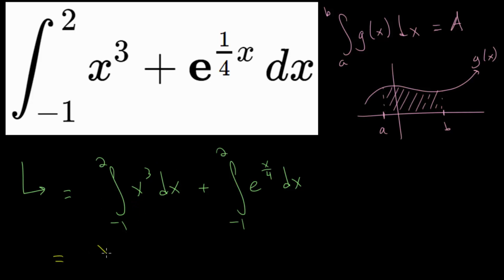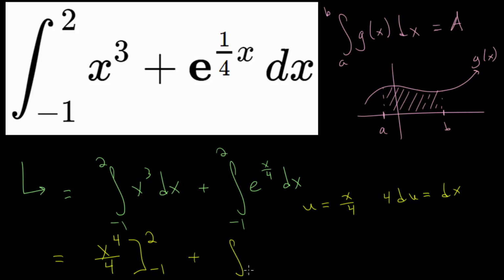So we get x to the fourth. We'll divide that by the new exponent. We just increase by 1 and divide by the new exponent. And then we need to evaluate this at the bounds between -1 and 2. We'll come back to that. For this integral here, we'll need to do a substitution. We can set u equal to x over 4. So that du is 1/4 dx, or if we put the 4 on the other side, we have 4 du is dx, and we can directly substitute there.